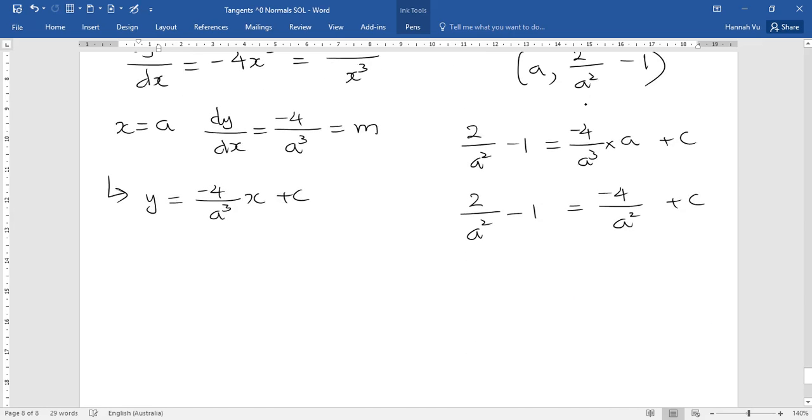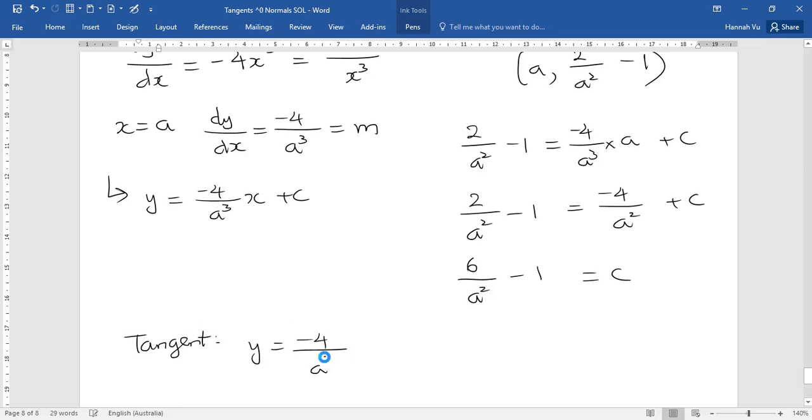So you move this to this side, you end up with 6 over a squared minus 1 equals c, I think. Okay, now from that I know that the tangent is y equals negative 4 over a cubed x plus 6 over a squared minus 1.